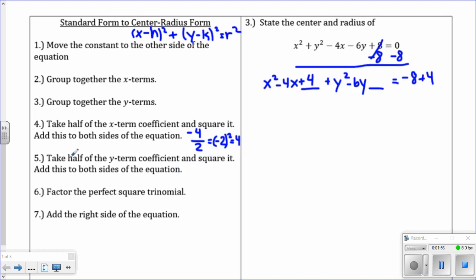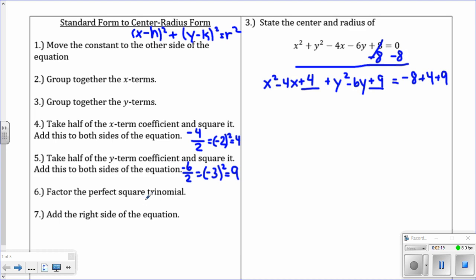We're going to do the same thing, but with the y coefficient now. If you look at step 5, again, take half of the y term coefficient. The y has a negative 6 as the coefficient. We take half of it, so that would be a negative 3. And then we're going to square it. A negative 3 squared is a positive 9. It's always going to be positive when you square it. So I'm going to put plus 9 in the space here, and we're also going to add it to the other side of the equation.